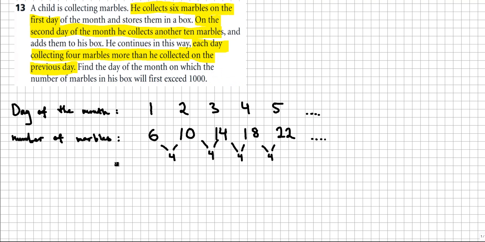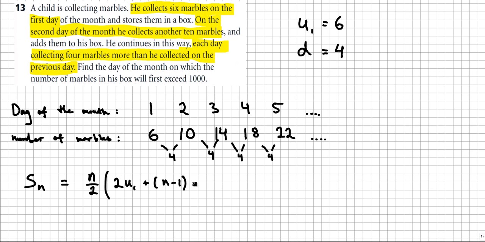So how can we do this? Well, first let's write out u1 is 6. The common difference d is 4. The number of terms we need to get to the sum 1,000, we don't know, so n is unknown. How about we use this formula? Sn, which will be 1,000, is equal to n over 2, n is unknown, 2 times the first term u1 plus, within brackets, n minus 1 times the common difference d.